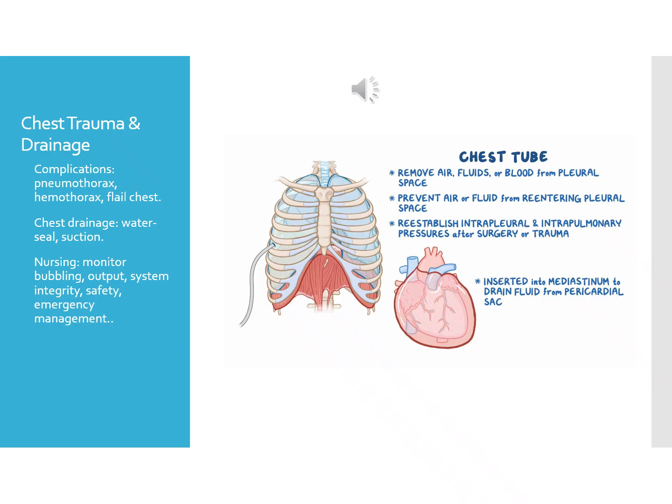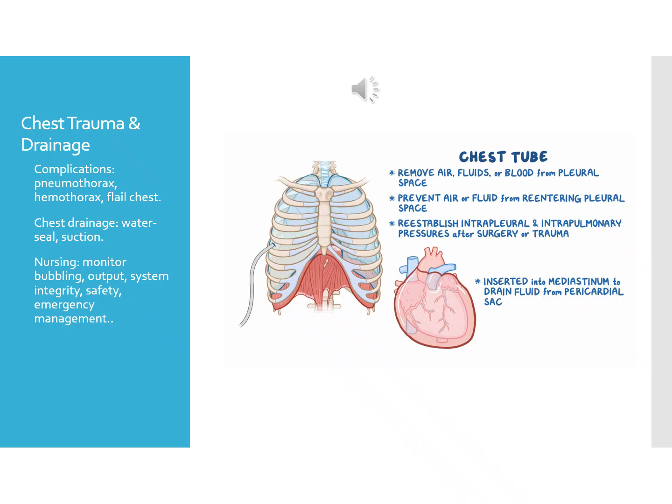When we look at placement of the chest tube, this is typically done by a provider, by a doctor. It is a big, long needle that is inserted between the ribs into the pleural space. And then that tube, that catheter, is attached to a drainage system.